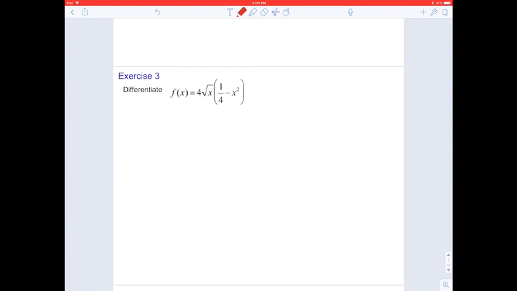Exercise number 3, we have a function and we have to find the derivative. 4 times root x times quantity 1/4 minus x squared. It looks like we have a product. We have to use the product rule, or I will try to distribute 4 root x and avoid the product rule. 4 root x times 1/4 is just root x. 4 root x times x squared is simply 4x squared root x.